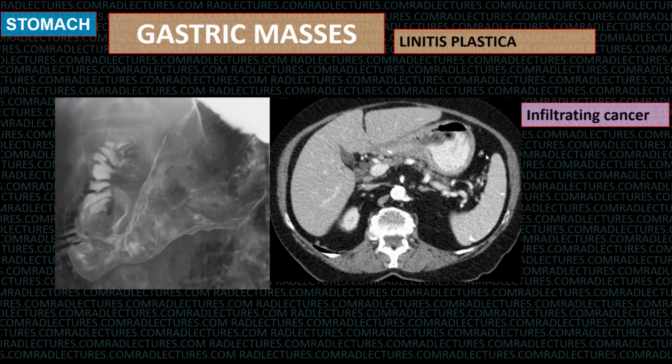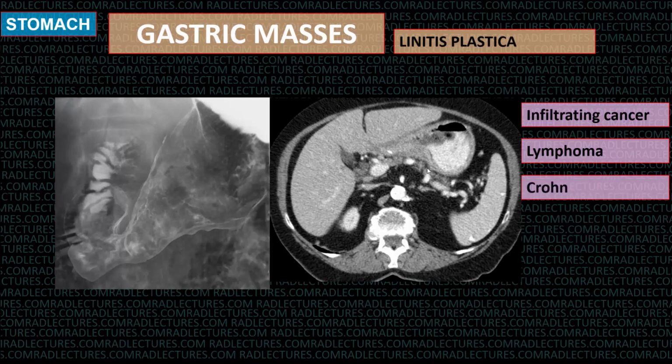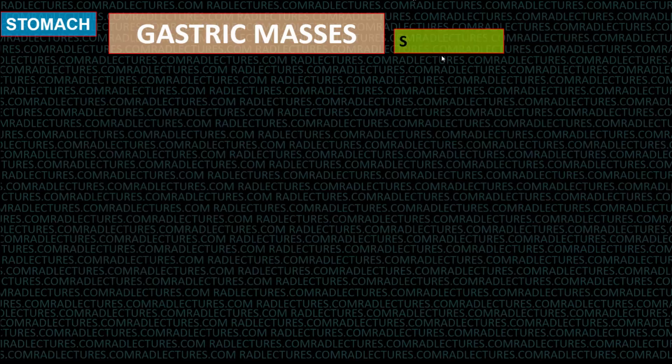Most common cause is infiltrating cancer. Very rarely lymphoma can cause it. Usually if a lymphoma causes this, it's a Hodgkin's lymphoma, not non-Hodgkin's, whereas non-Hodgkin's lymphoma is much more common in the stomach. So lymphoma is a very rare cause. Crohn's disease can cause it because of fibrosis, and TB can cause it because of fibrosis. So Linitis plastica. It is a question that people love to ask in the exam.